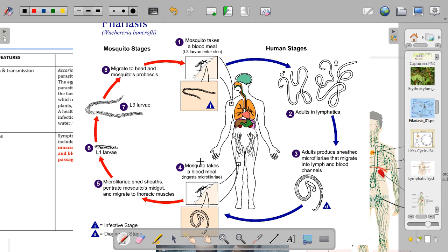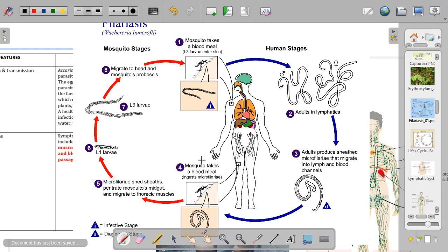You can see the mosquito takes the blood meal, and these microfilariae shed their sheath and penetrate the mosquito midgut, infecting the mosquito's body also. The larval form becomes active in the mosquito. Again, this larva is injected into the human body. While doing so, inflammation and swelling take place.